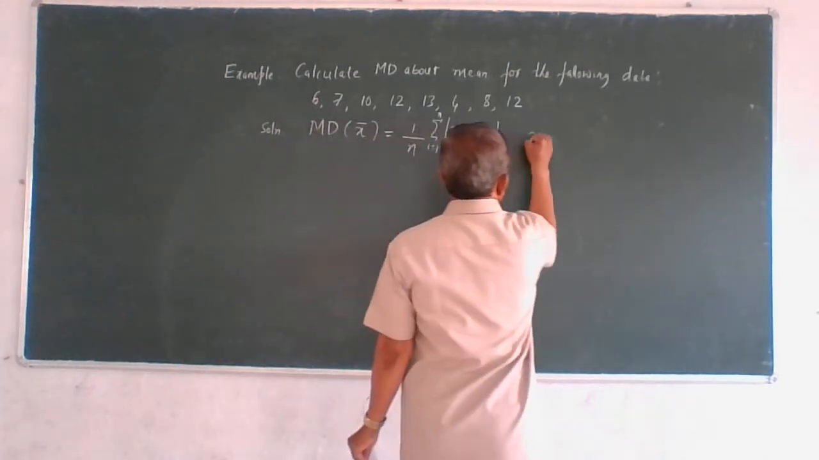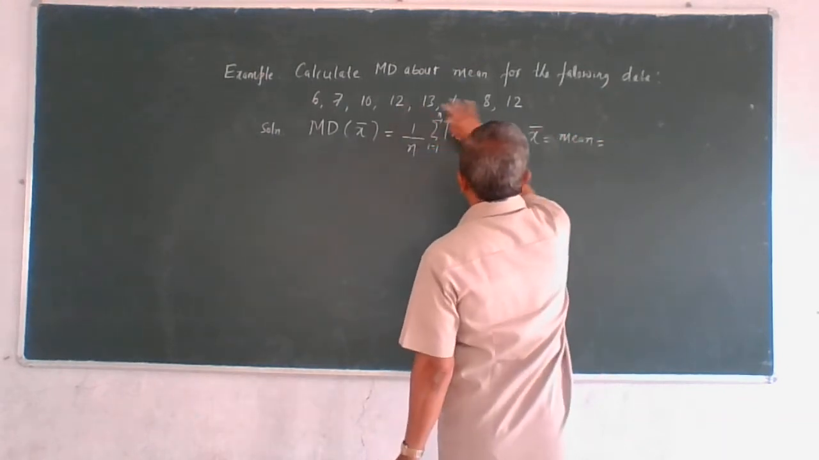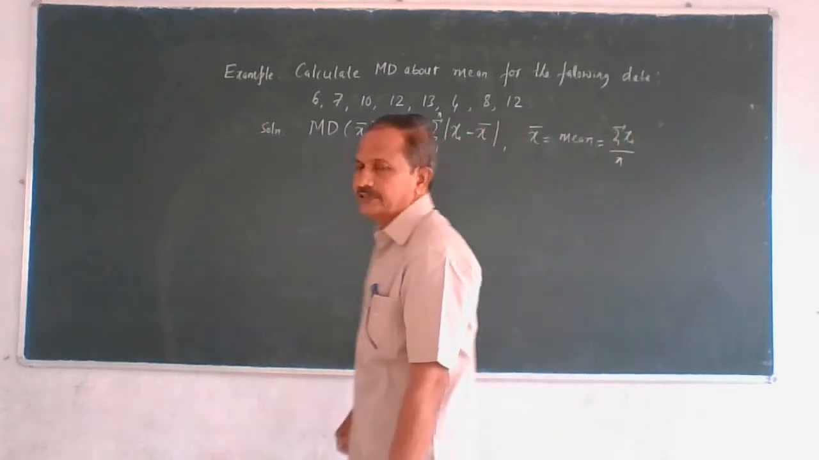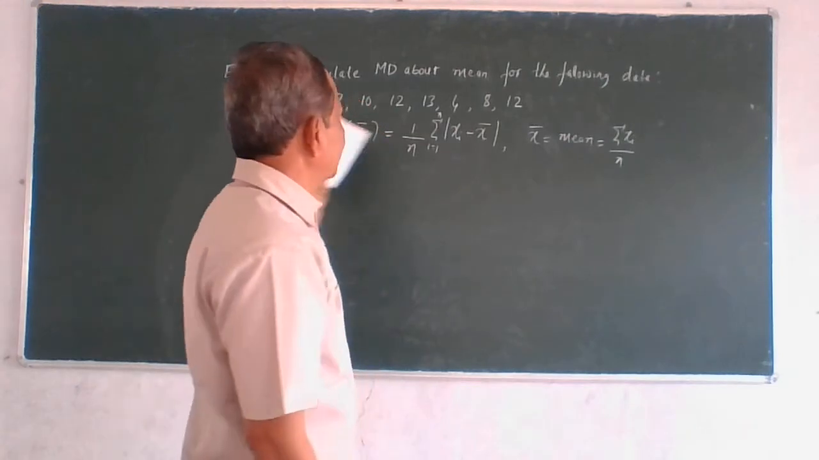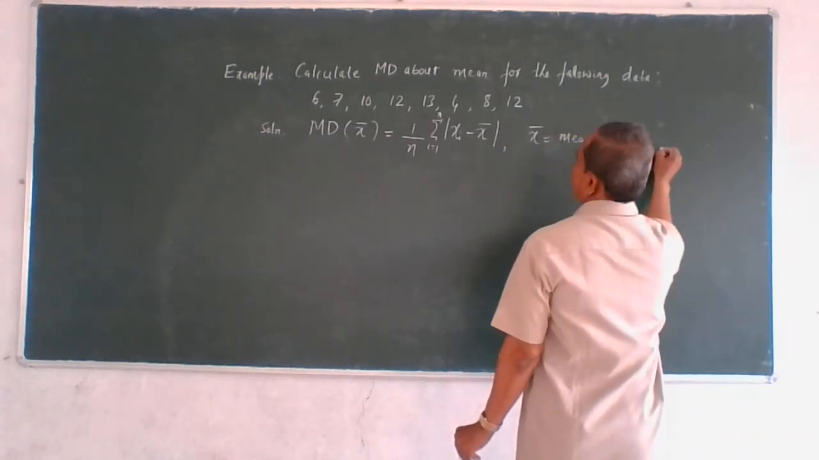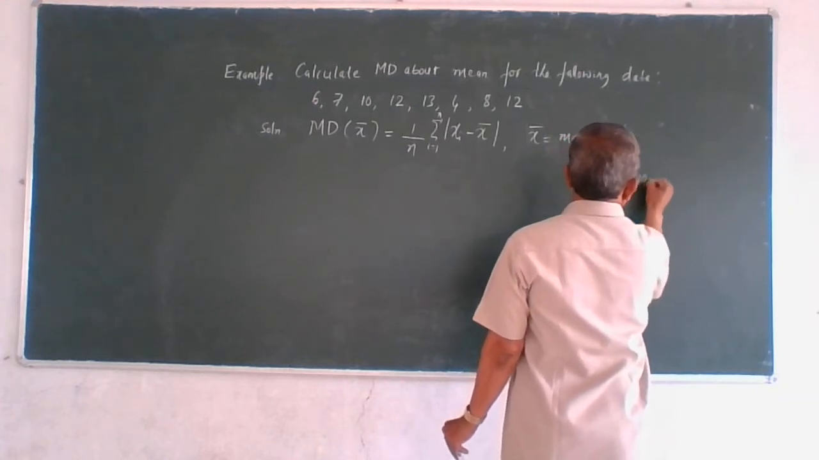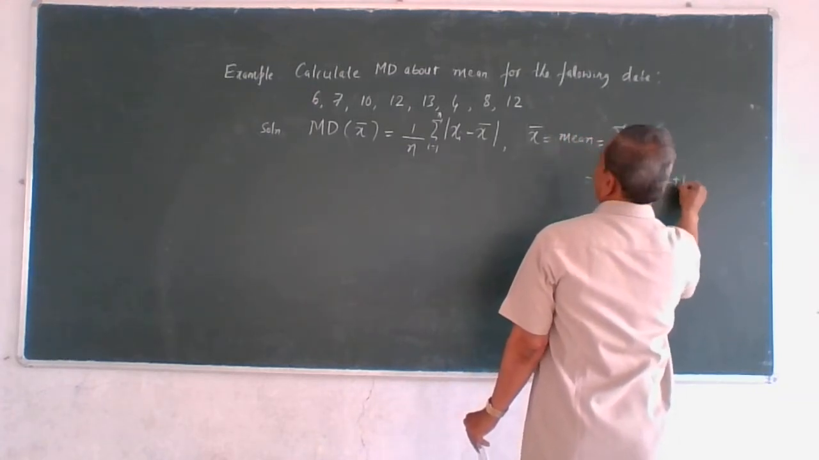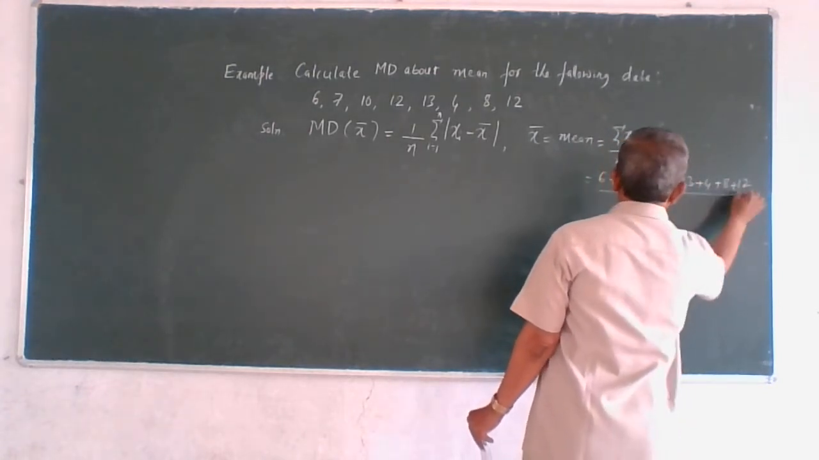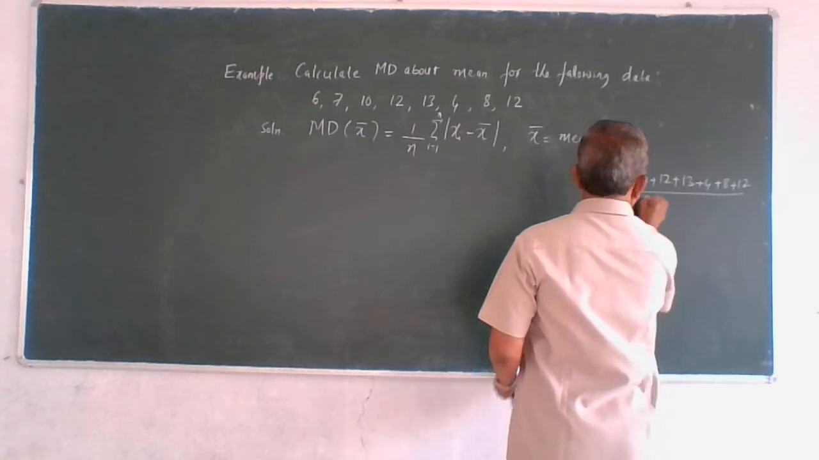Now what is x bar? X bar is the mean. And how to calculate mean for ungrouped data? It is summation xi divided by n. Now what is summation xi here? Add up all these observations, which is 6 plus 7 plus 10 plus 12 plus 13 plus 4 plus 8 plus 12, divided by the number of observations, which is 8.